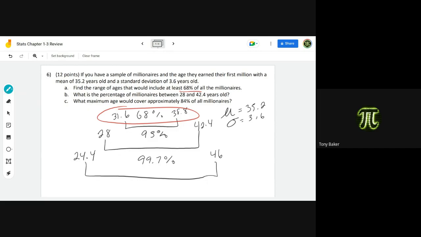B, what percentage of millionaires are between 28 and 42.4? We have that. The 28 is right there, the 42.4. So it would be 95%. So A is 31.6 to 38.8. B is 95%.